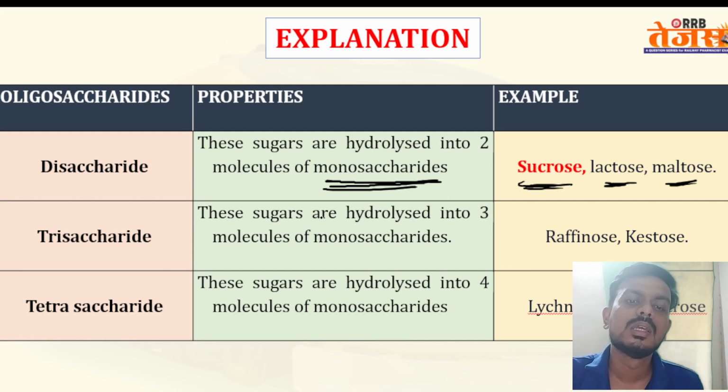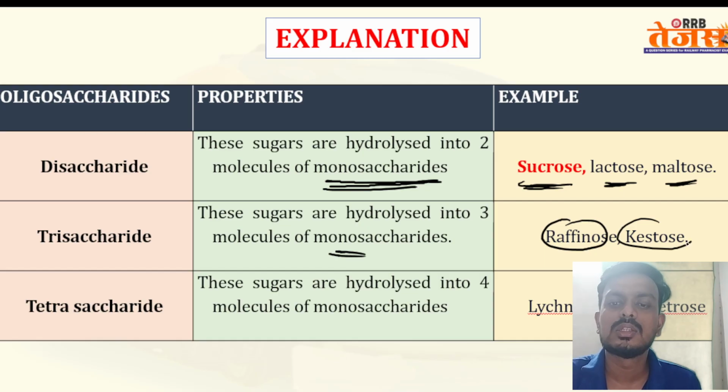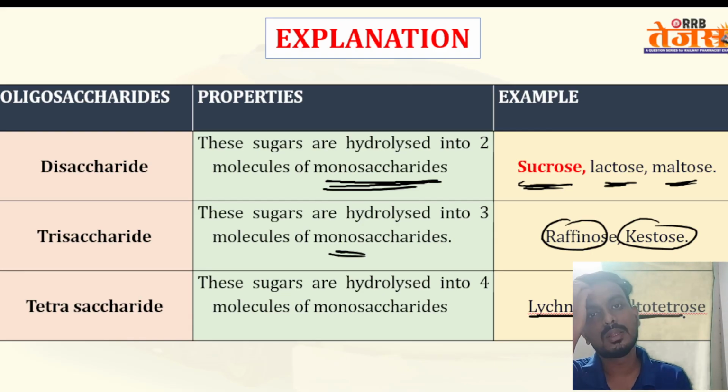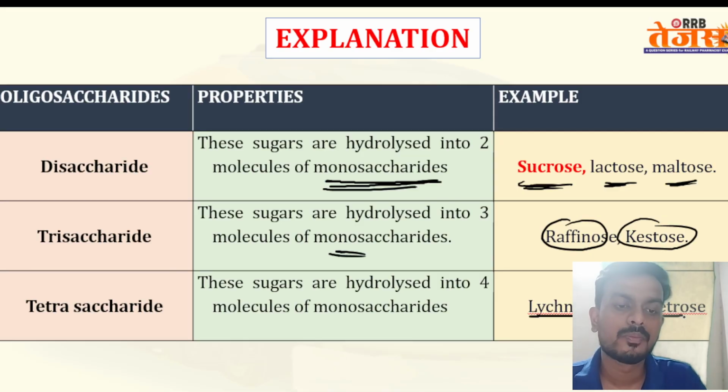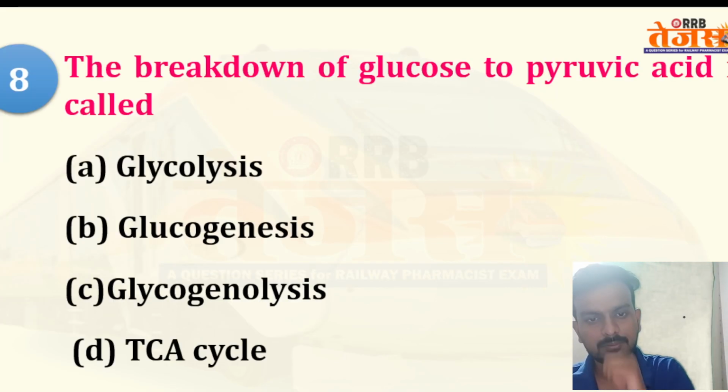Trisaccharides: these sugars are hydrolyzed into three molecules of monosaccharide. Examples are raffinose and kestose. Next is tetrasaccharide: these sugars are hydrolyzed into four molecules of monosaccharide. Examples are stachyose and maltotetraose. So you have to remember which sugar comes under which class of oligosaccharide.